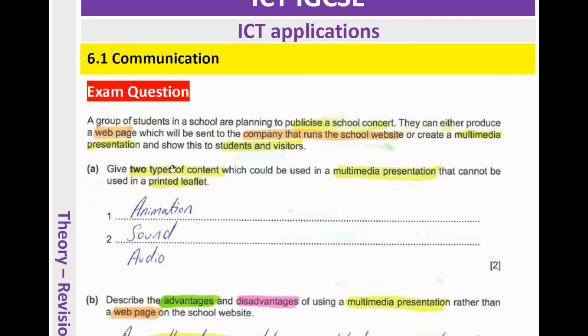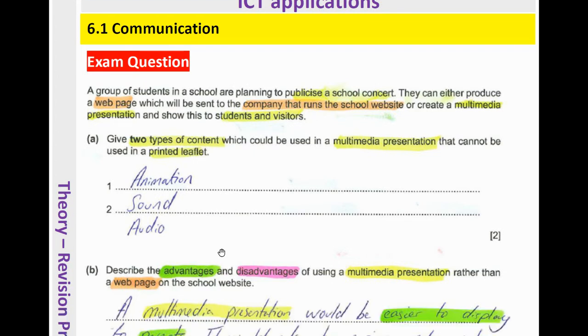Okay, and here's some typical exam questions. A group of students in a school are planning to publicize a school's concert. They can either produce a web page, which will be sent to the company that runs the school website, or create a multimedia presentation and show this to the students and visitors. Give two types of content which could be used in a multimedia presentation that cannot be used in a printed leaflet. So this is what we're talking about. So in a presentation, we can include animation, sound, audio, hyperlinks, for example, and so on.